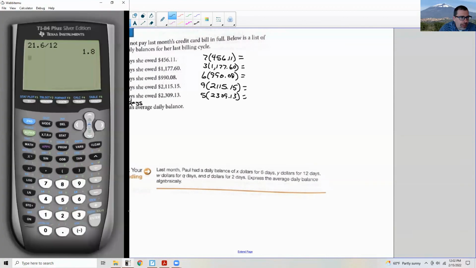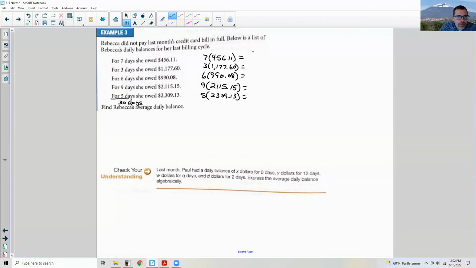So now we're going to take the calculator and we're going to solve this. So it's 7 times 456.11, and that is 3192.77.